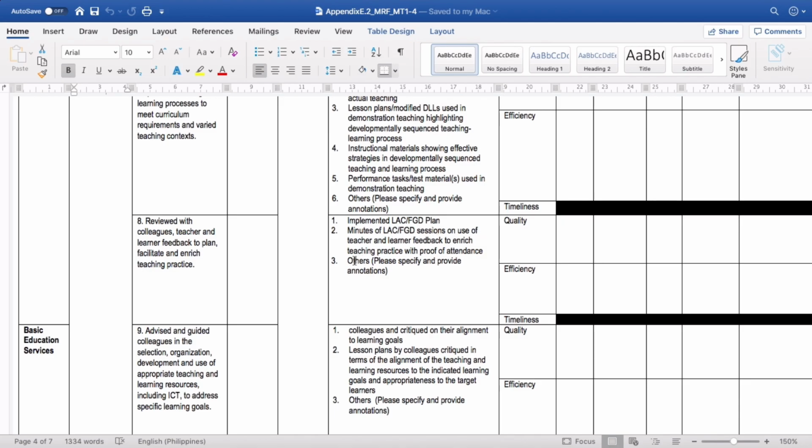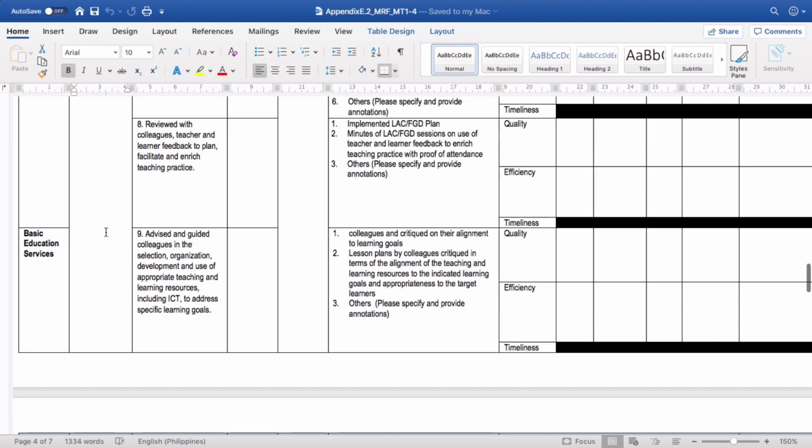Objective 9. Advise and guide colleagues in the selection, organization, development, and use of appropriate teaching and learning resources, including ICT, to address specific learning goals. So what are the MOVs here? Colleagues' critique on their alignment to learning goals, lesson plan by colleagues, critique in terms of the alignment of the teaching and learning resources to the learning goals and appropriate to the target learners, and others. So pwede din dito ay yung tinatawag natin mga performance coaching and mentoring.